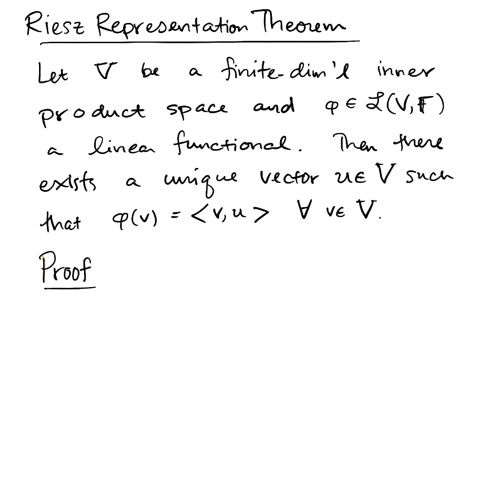Proof. All right, since V is a finite dimensional inner product space, we know V has an orthonormal basis. So let's just call one out.